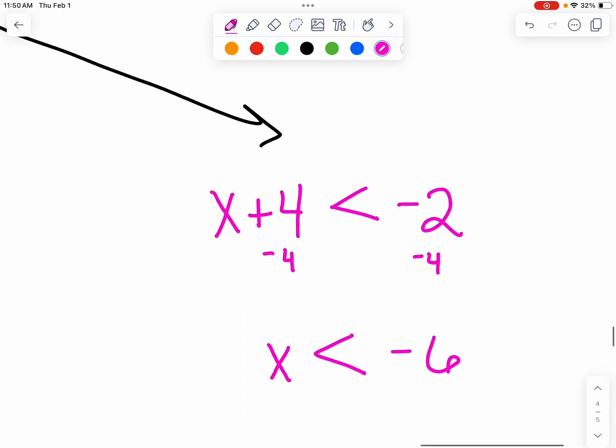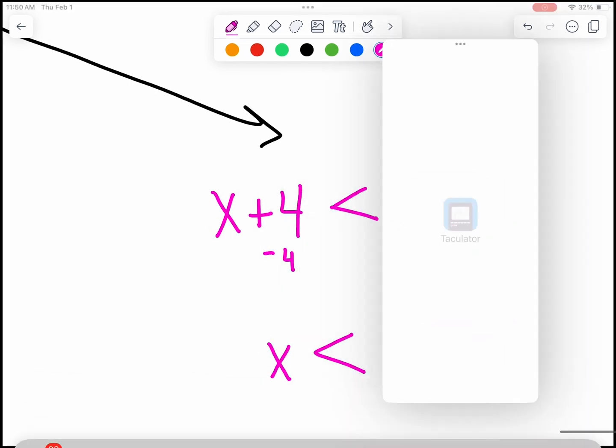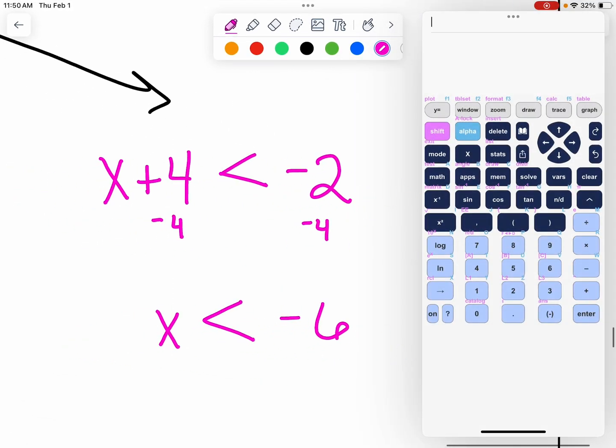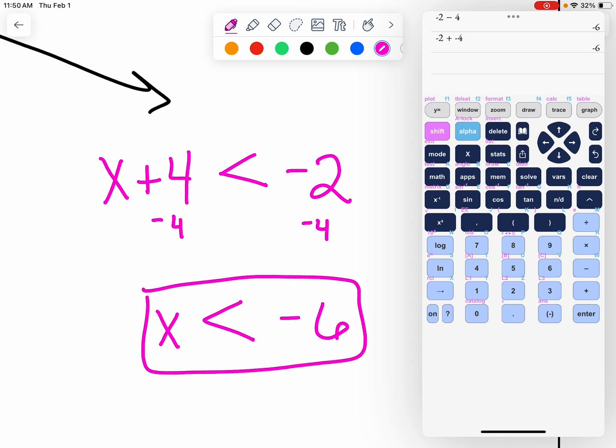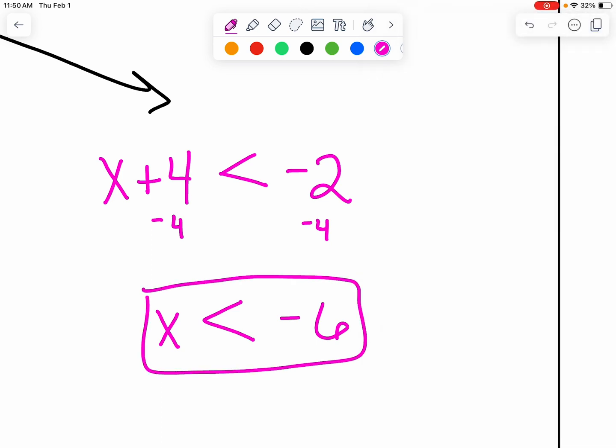I did notice that some students were struggling putting that into their calculator. So it's a negative 2 minus a 4. And if you don't like that, you can do negative 2 plus a negative 4. Either way, you'll get negative 6. Time to hold on to that because we have to graph our solution set.